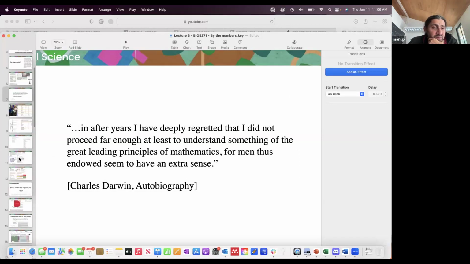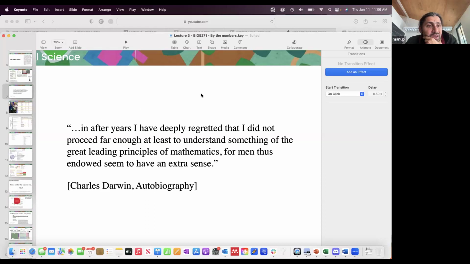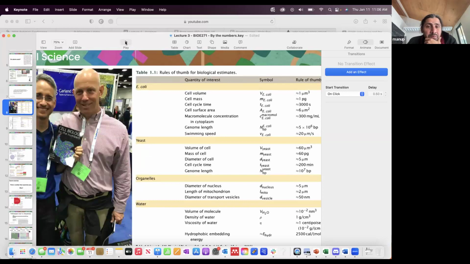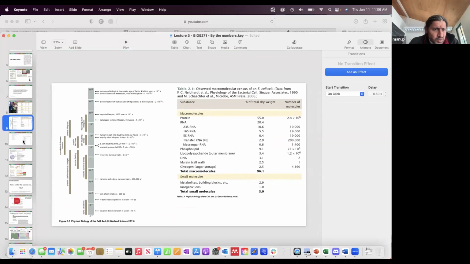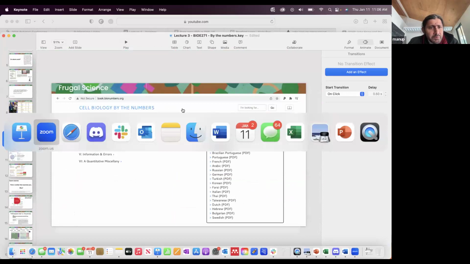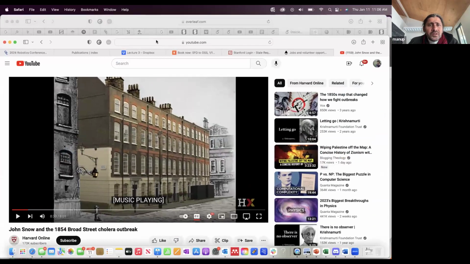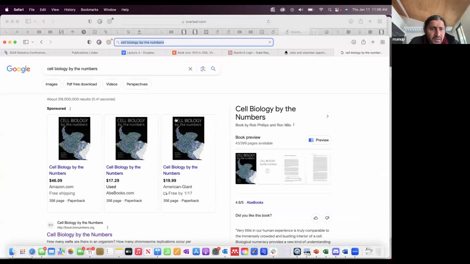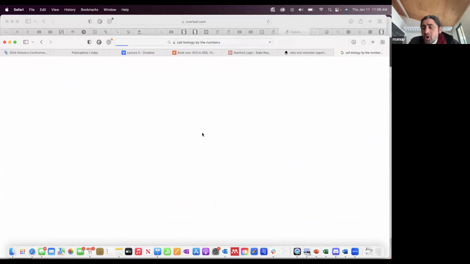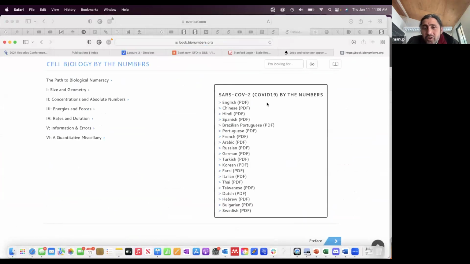You can open up a browser for a second, so if all of you have computers, you can go on a browser. And I want you to go to this website that is called Cell Biology by the Numbers. Let me just type that in my browser. This happens to be a book that was written by Rob Phillips and Ron Milo, and we'll bring up a couple of papers by Ron Milo because he's done the most beautiful work in that space.